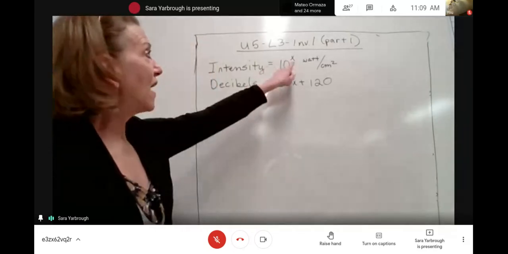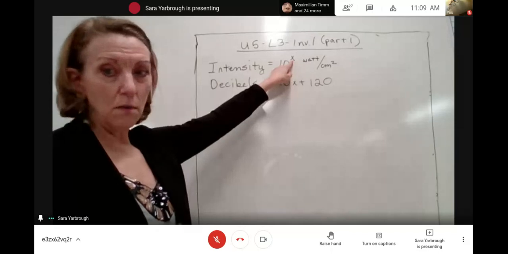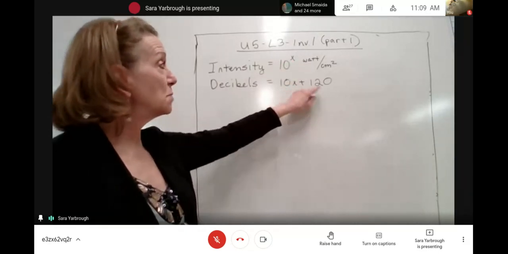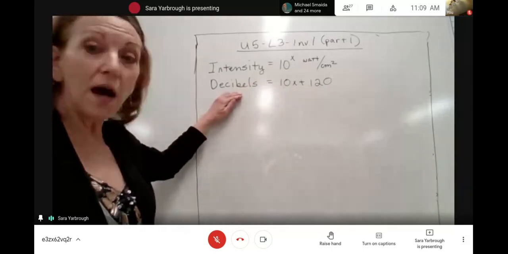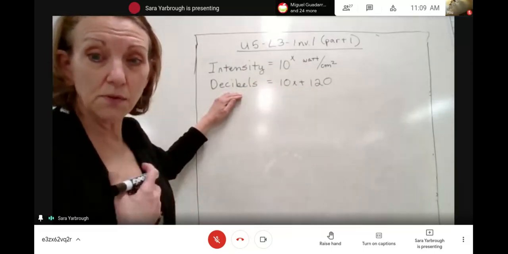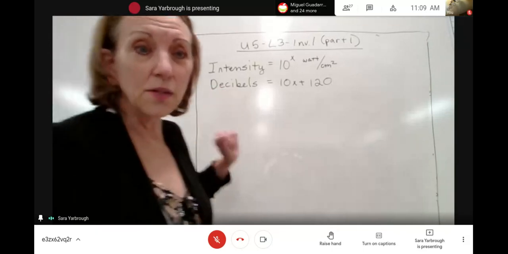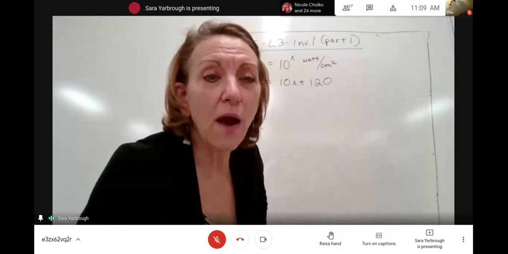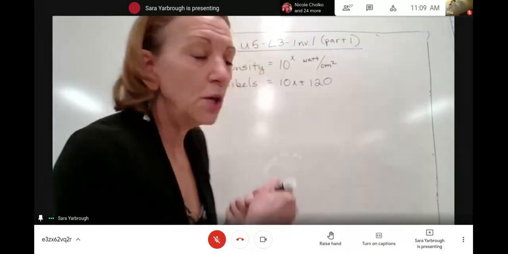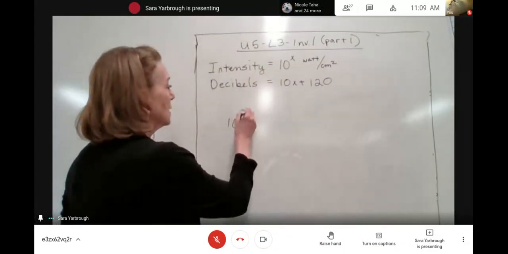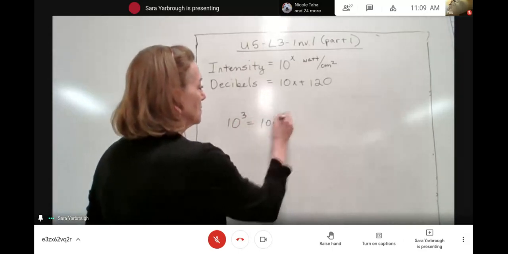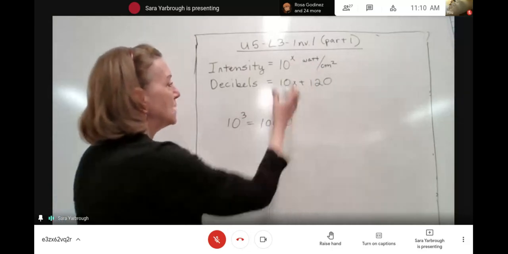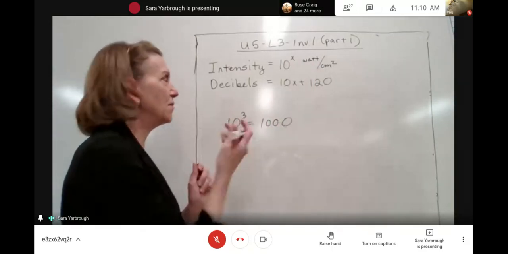Now, if I took that same x value and plugged it into this equation, 10 times x plus 120, that would calculate the equivalent decibels. So let's see if this works. For a military rifle, 10 cubed equals 1,000. So 1,000 watts per square centimeter would be the measure of the intensity of a military rifle.